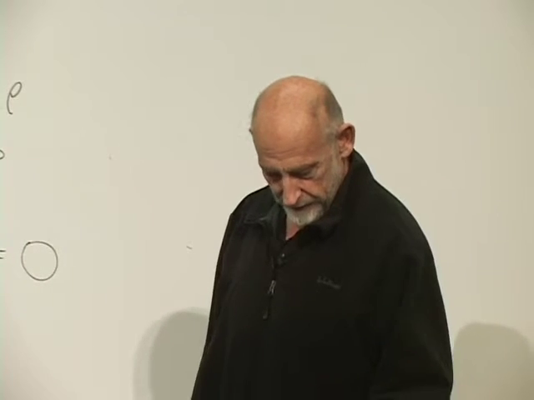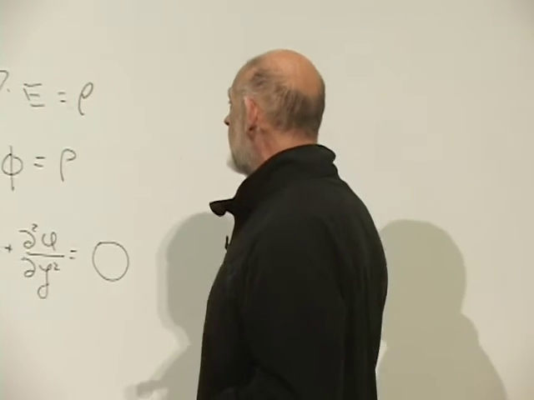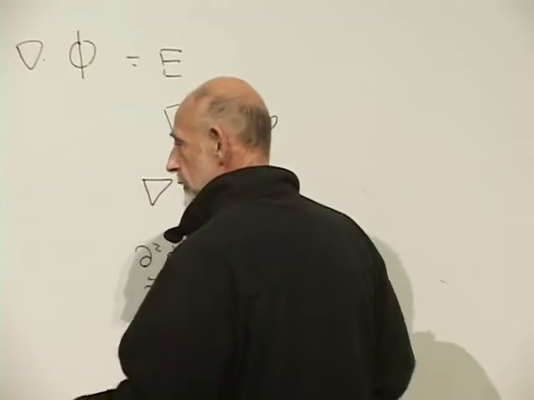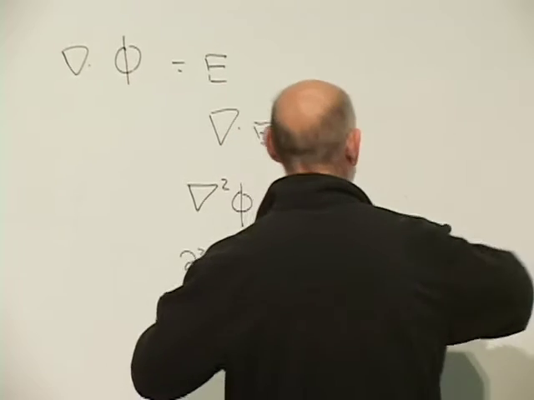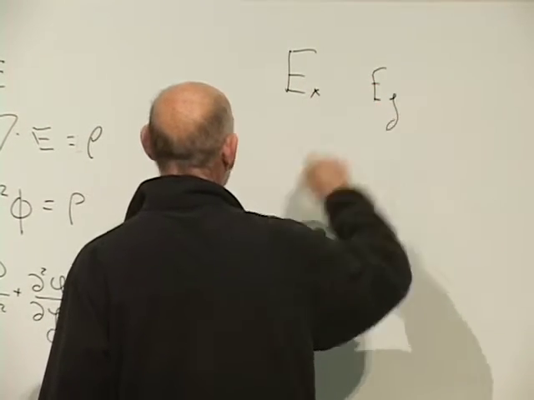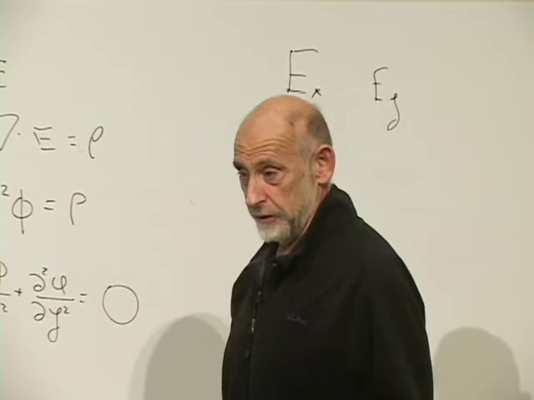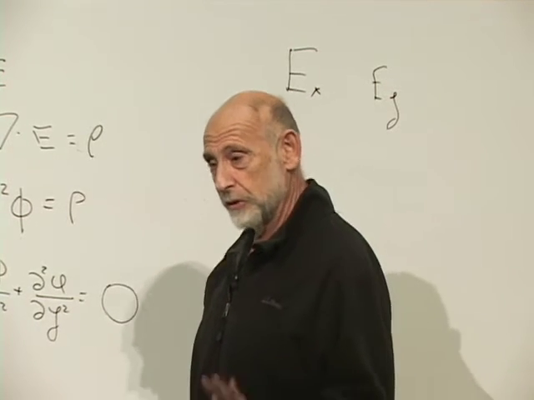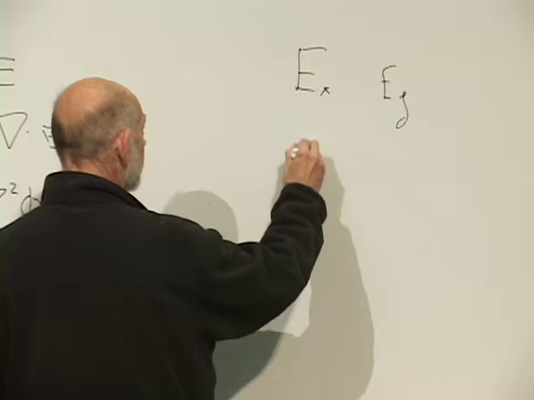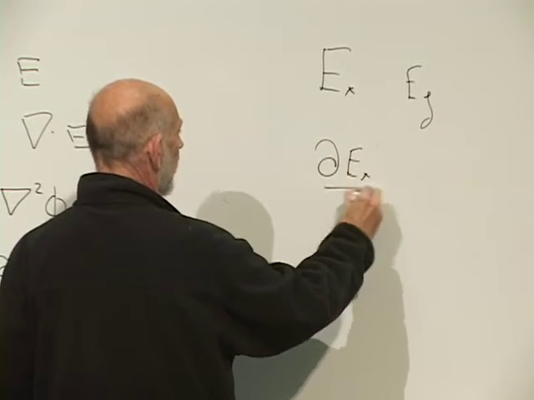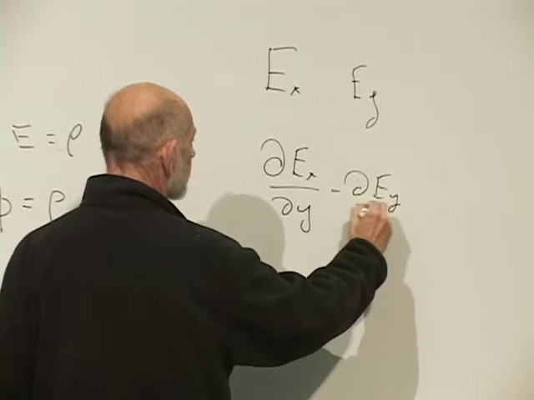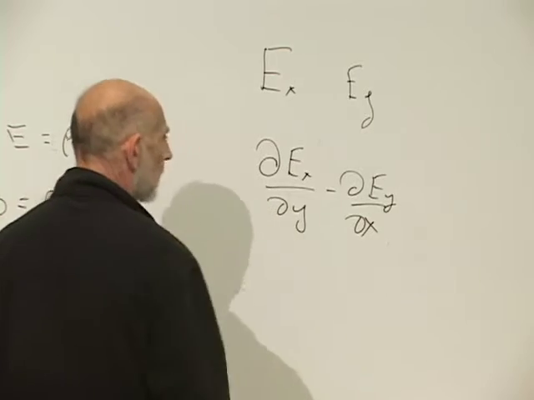Let's come back to it when, well, yes, there is a curl in 2 dimensions. The curl in 2 dimensions is, if you have a field like E, which has 2 components, let's say E sub x and E sub y, the curl only has 1 component. In a 2-dimensional world, the curl has 1 component, and it is the derivative of Ex with respect to y minus the derivative of Ey with respect to x.